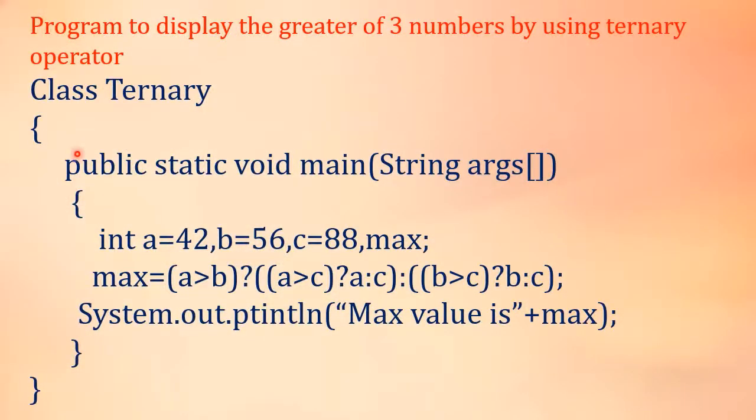Next one, this is a small program to find the greater of 3 numbers by using the ternary operator. Here we have declared 3 variables and we want to find the biggest of these 3 variables. First we have to check if A is greater than B. If A is bigger than B, then what do we have to test? We have to test whether A is bigger than C. If this is true, it is easily understood that A is bigger, right?